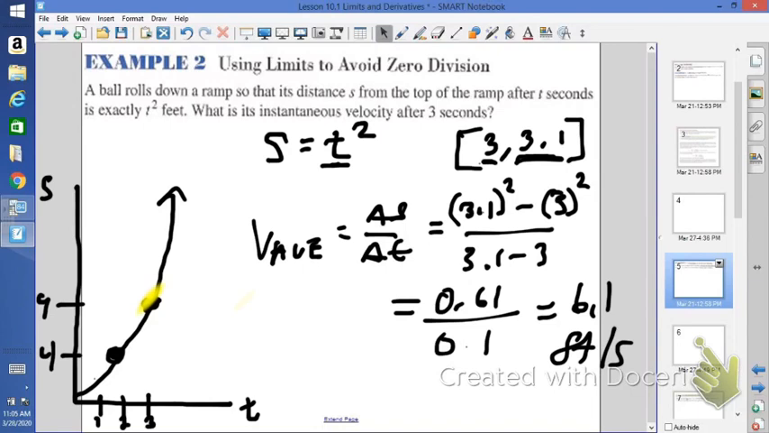However, it's our average velocity in this interval from here to, let's say, here. So that average velocity would be a pretty decent approximation for instantaneous velocity at 3 seconds. Okay, so we want to make the approximation even better. Let's take this interval and make it even smaller.